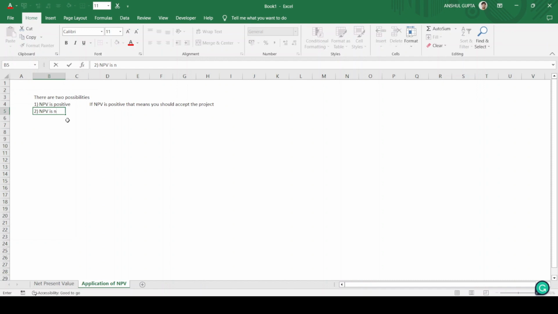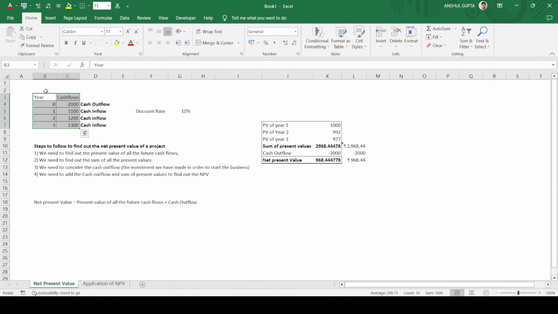And the second case is exactly the opposite. NPV is negative. If NPV is negative, that means you should not accept the project. Let's understand these two statements briefly using our example only that we have taken.